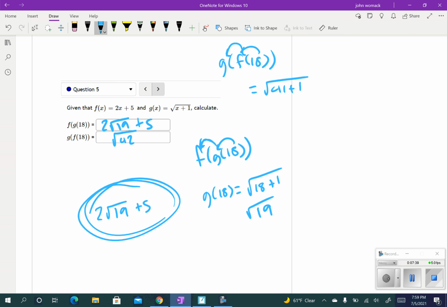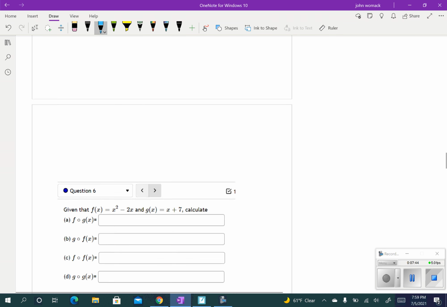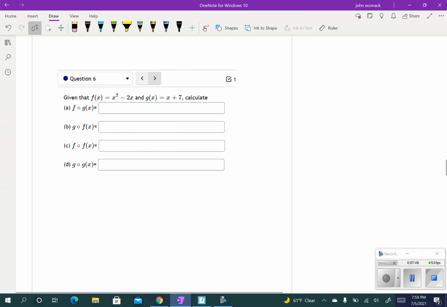And that does not come out evenly, right? That's an irrational number, so we're just going to leave it like that. Let's see what else is on here. Okay, here's a composition of functions.